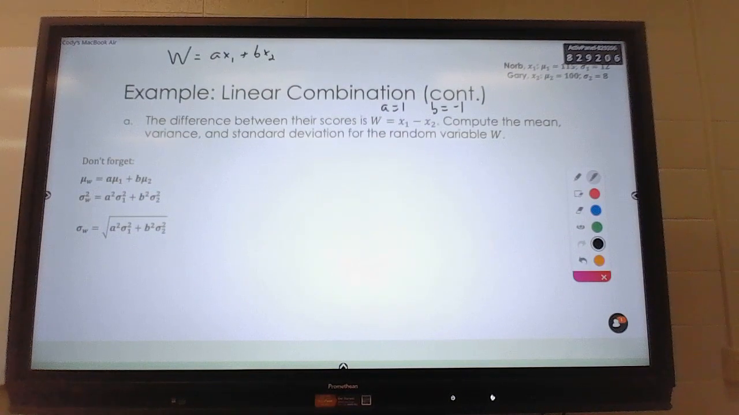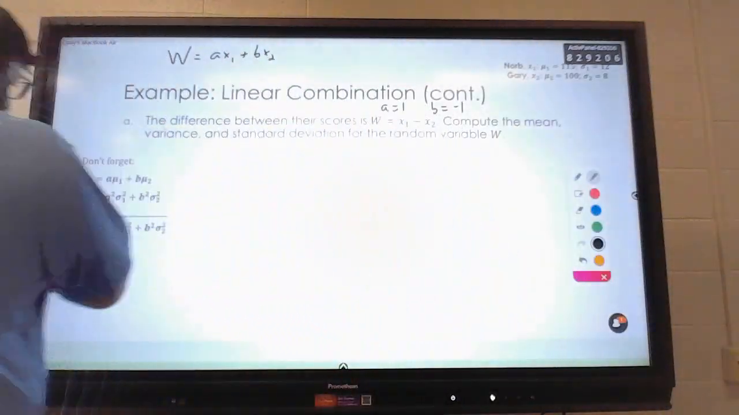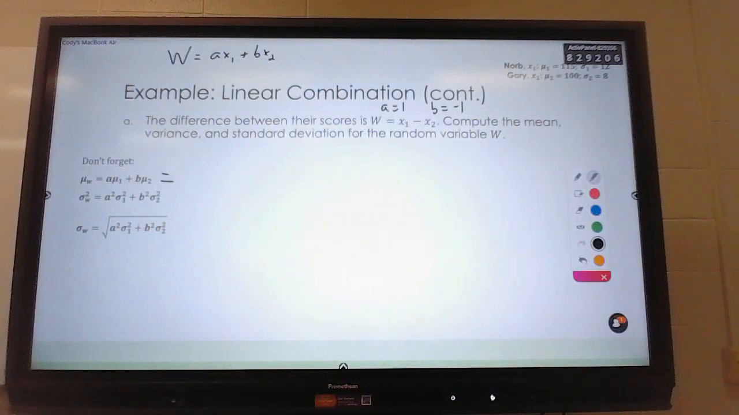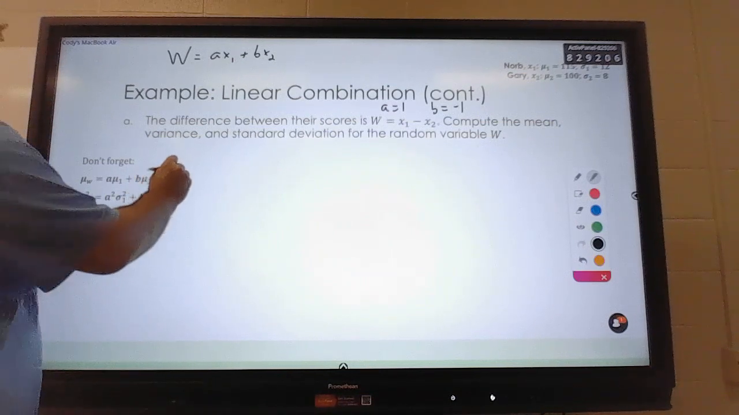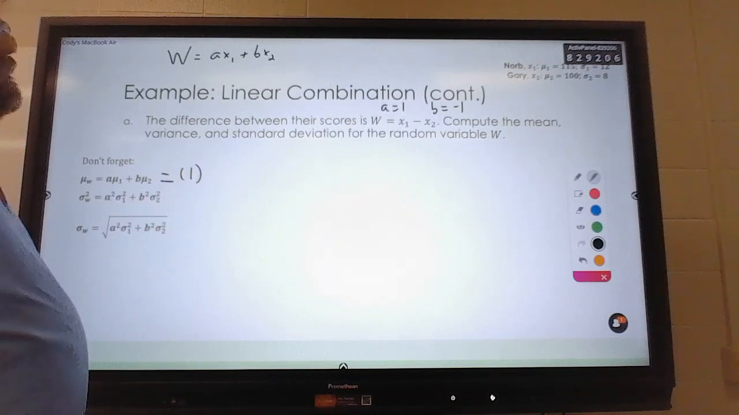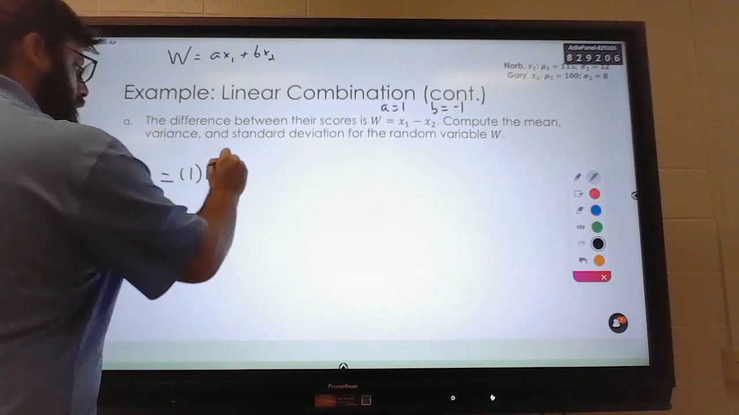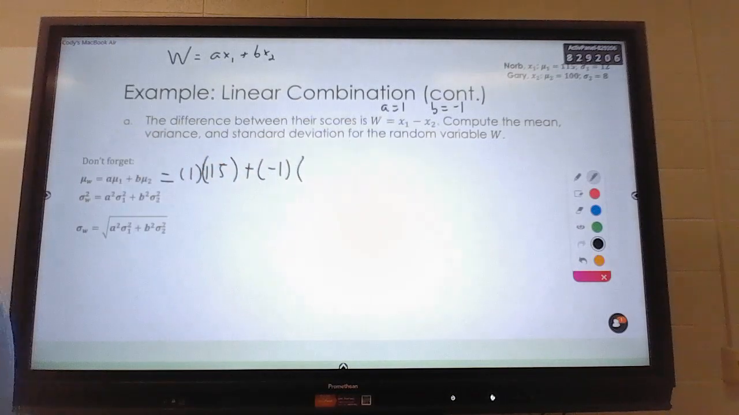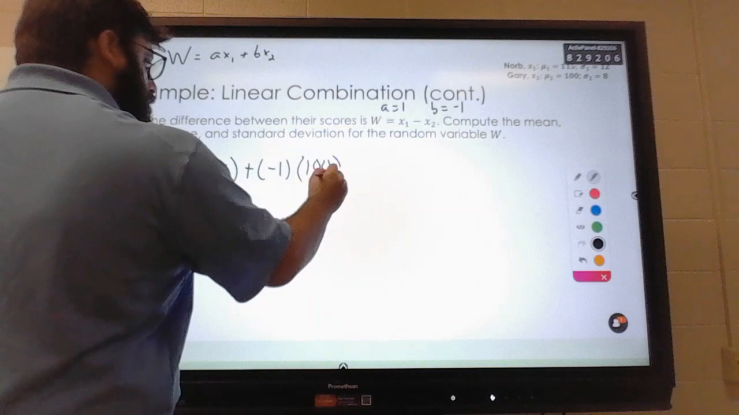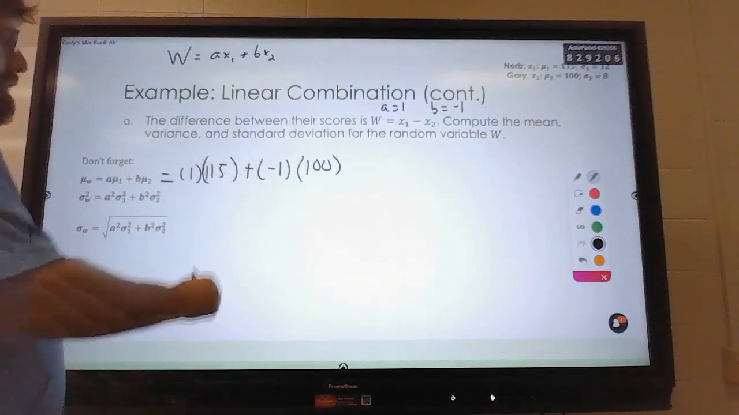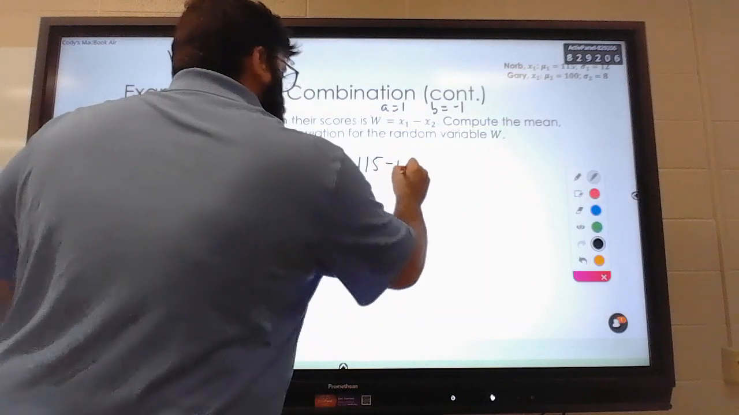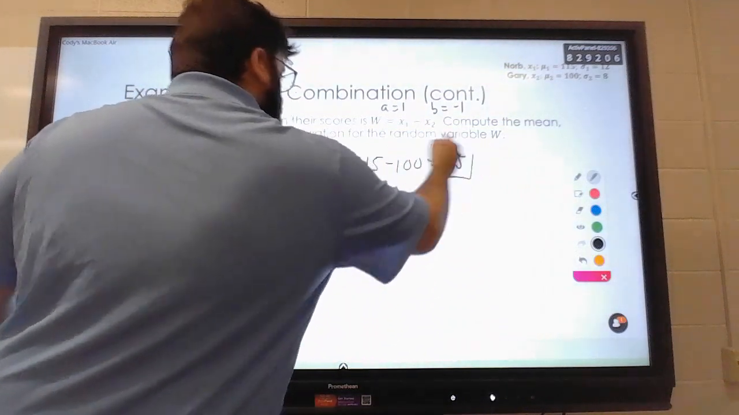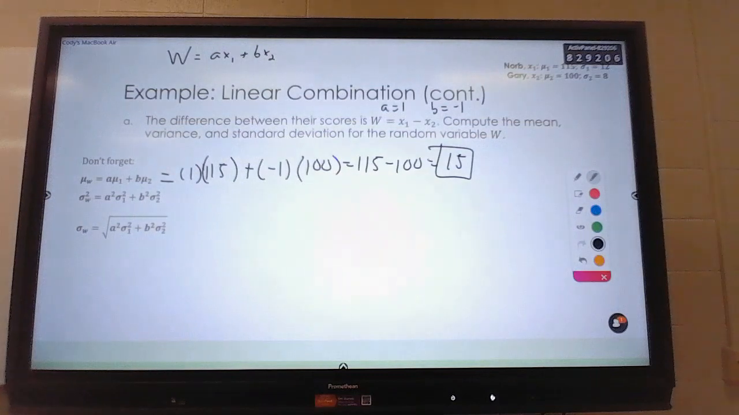Okay, so we'll start with the mean. We'll start with the average here. The average of W, the expected value of W, is A, in this case 1, times the expected value of Norb, which is 115, plus B, which is negative 1, times the expected value of Gary, which is 100. So that's 115, that's negative 100. That's 115 minus 100, that's 15. That's the expected value of the differences between their scores.